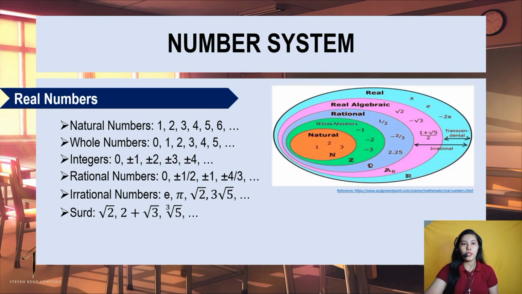Then, rational numbers, as the name itself says, are numbers that can be expressed as a ratio of two numbers. And irrational numbers, of course, have the prefix IR in front. So it is non-rational, meaning it cannot be expressed as a ratio of two numbers. Then we also have surds. Examples are square root of 2, 2 plus square root of 3, cube root of 5. These are numbers that cannot be simplified. Examples of these are radical expressions. Okay?